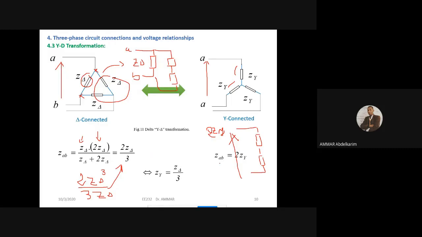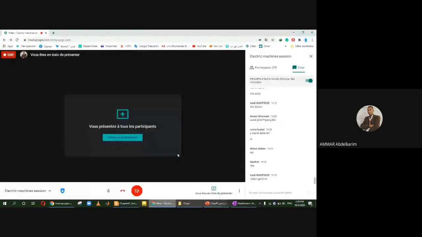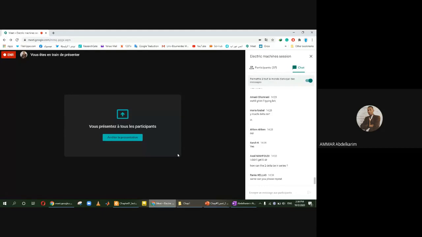So when we take ZAB from here and from here, we can deduce that 2 ZY equals 2 over 3 Z delta, which means that ZY equals Z delta over 3. Is it clear, or do you want me to repeat it? You didn't get it. How can the 2 Z delta be in series? Okay.